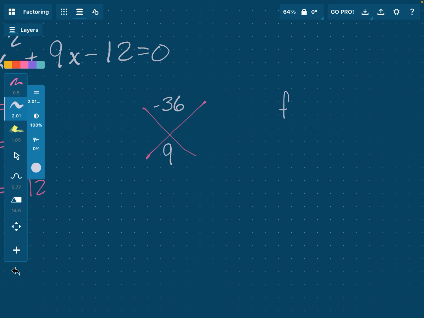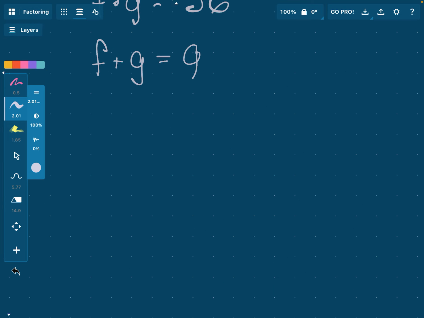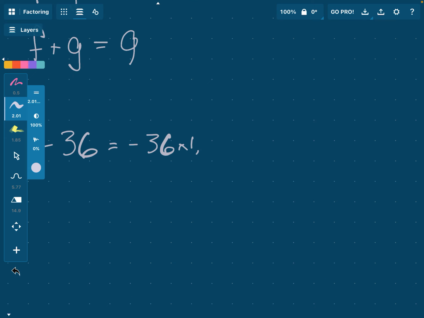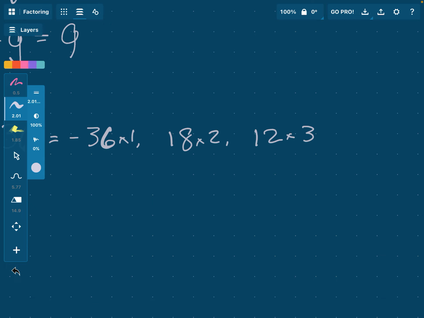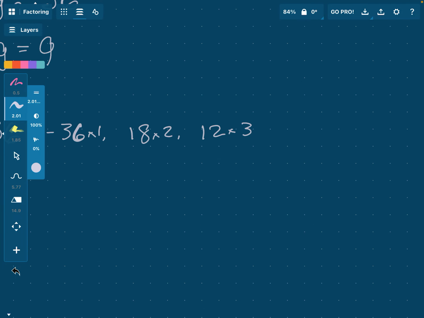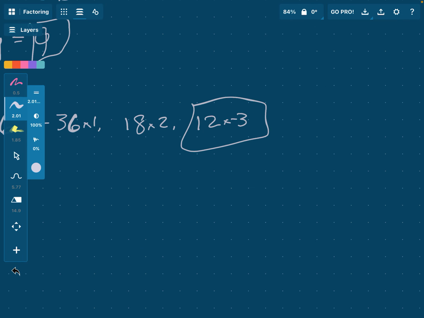Again, we're going to solve for f times g is negative 36, and f plus g is going to be 9. So in this case, we're going to take negative 36 and look at all the multiplicative pairs. So we have negative 36 and 1. We have 18 and 2. And we have 12 and 3. So here, 12 and 3 can also be used, if we switch around the 3 to being negative, to get 9. So that's going to be our answer.